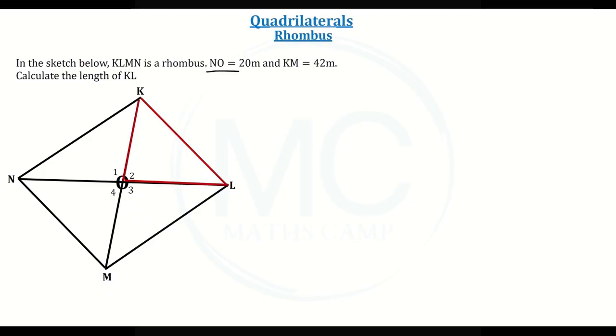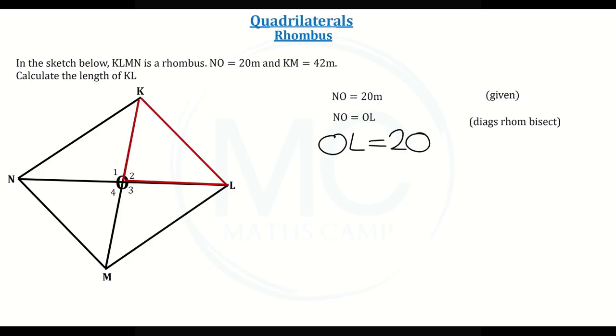We are told that NO is equal to 20 meters, so let's make a note that NO is equal to 20 meters, and we know this because this has been given to us in the question. We also know that NO is equal to OL because the diagonals of a rhombus bisect, which means that OL must also be equal to 20 meters. So let's put 20 meters into our diagram for NO and again for OL.